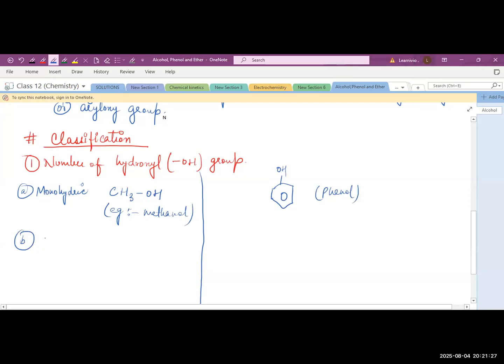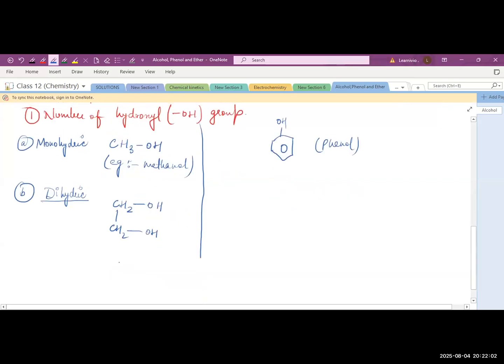Second type, dihydric. Di means two. So if two OH groups are present, then it is known as dihydric alcohol or dihydric phenol. Examples, write down: if CH2, ethane, is there, and on both the carbons an OH group is attached, this is your dihydric. You can see two OH groups are attached, two OH groups are present.